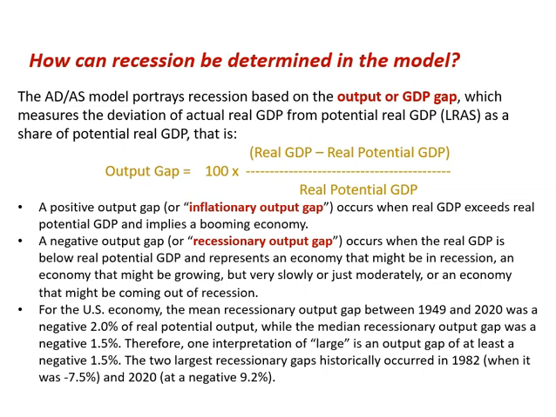For the U.S. economy, the average recessionary output gap between 1949 and 2020 was a negative 2.0% of real potential output, while the median recessionary output gap was a negative 1.5%. Therefore, one interpretation of large is an output gap of at least a negative 1.5%. The two largest recessionary gaps, historically, occurred in 1982, when it was minus 7.5%, and 2020, at a negative 9.2%. These quantitative benchmarks provide a way of interpreting when the U.S. economy might be in, or near recession.